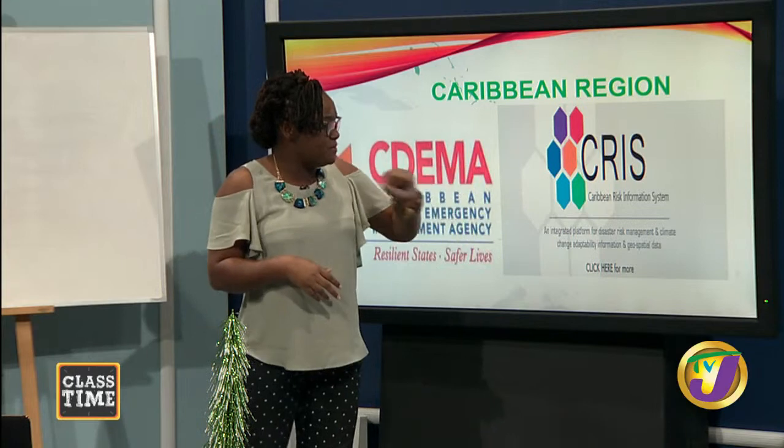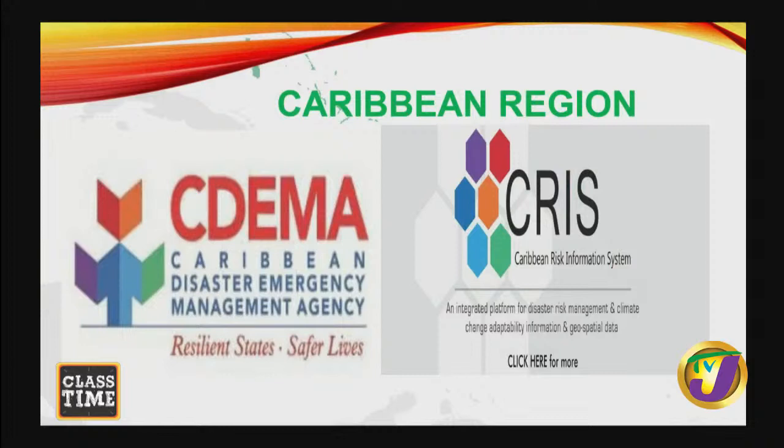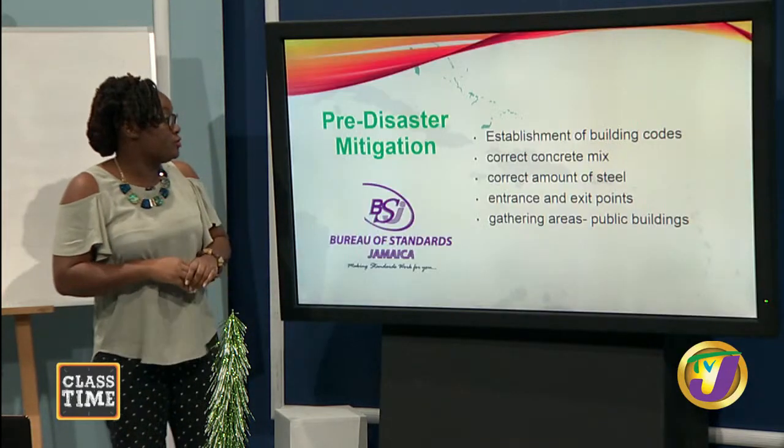And coming out of CDEMA, I came across the Caribbean Risk Information System. And this comes out of CDEMA. All right. And this is a system, a technological platform that they use to manage the system. So information, data is placed there. And so they use this to inform how they respond in the various Caribbean countries. So very, very important when you are writing that you write about all of these levels and flesh out the information before you go on to your conclusion.